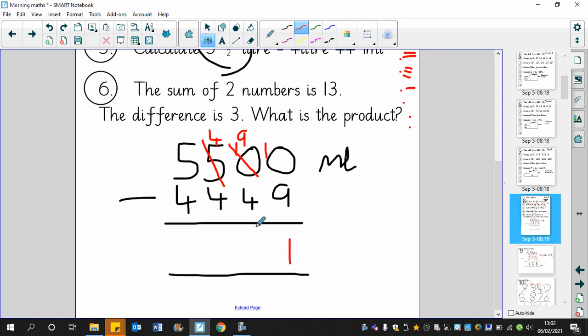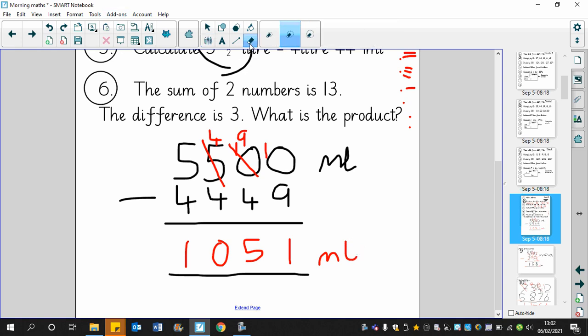9 take away 4 is 5. 4 take away 4 is 0. And 5 take away 4 is 1. So that's 1 litre and 51 milliliters, or 1051 milliliters. Okay.